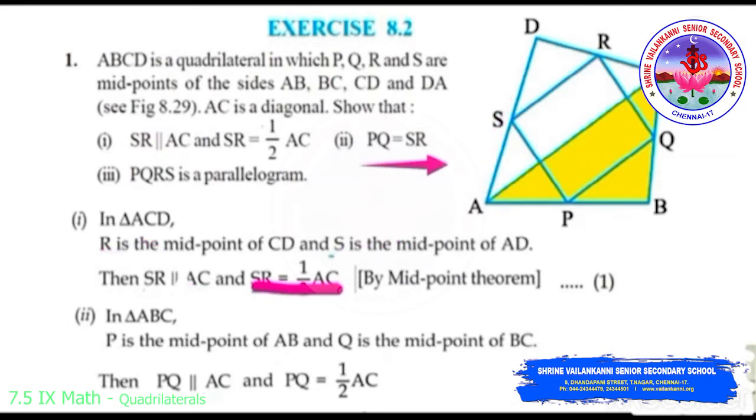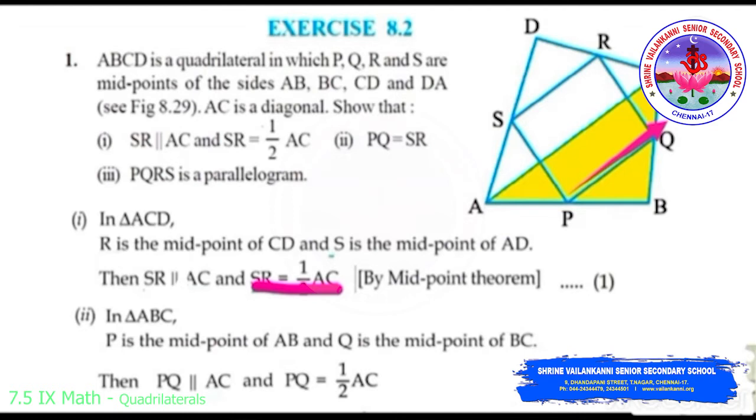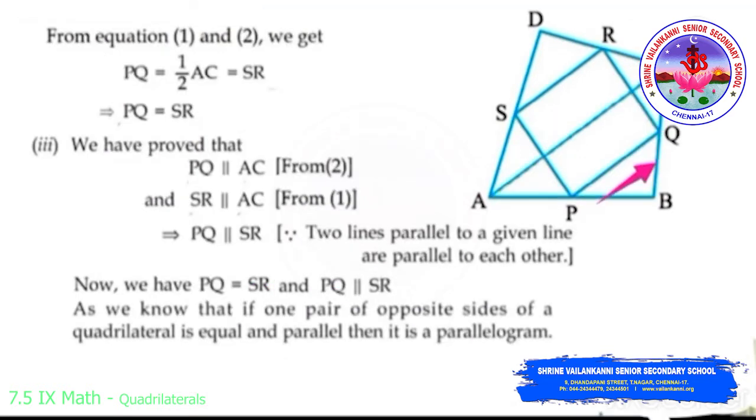I need to prove the second subdivision, PQ is equal to SR. Consider triangle ABC where P is the midpoint of AB and Q is the midpoint of BC. By the same midpoint theorem, PQ is parallel to AC and PQ is equal to half of the length of AC. So we got PQ is equal to half of AC, and in the previous case we proved that SR is equal to half of AC. So comparing, PQ is equal to half of AC, SR is equal to half of AC. So I get PQ is equal to SR.